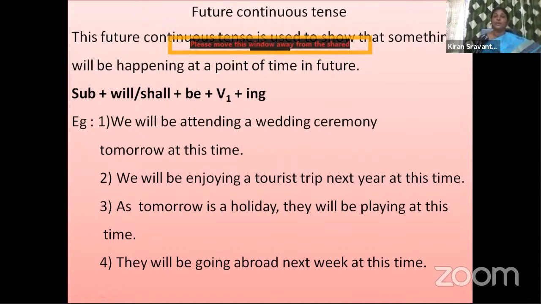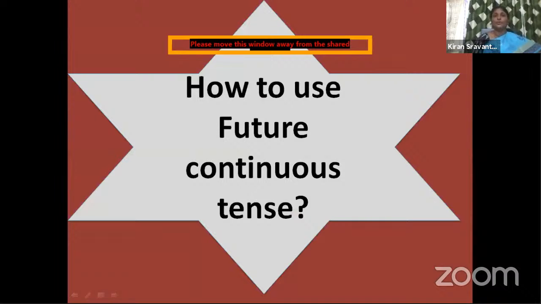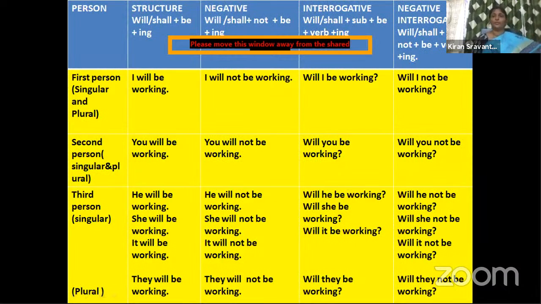They'll be going abroad next week at this time. So that is how we use future continuous tense, and how to use future continuous tense. Then again, coming to the structures, we have affirmative, negative, interrogative, negative interrogative.